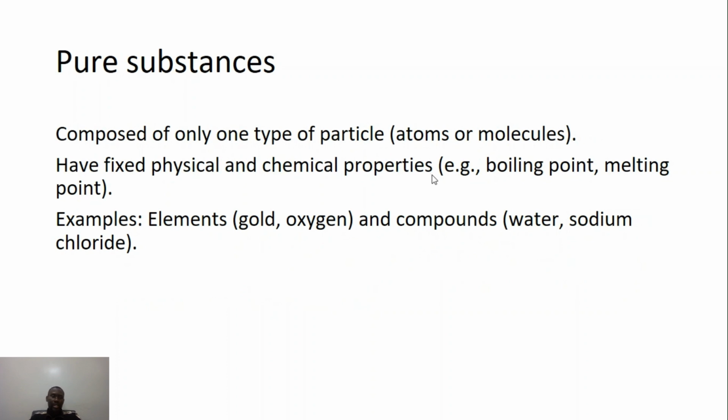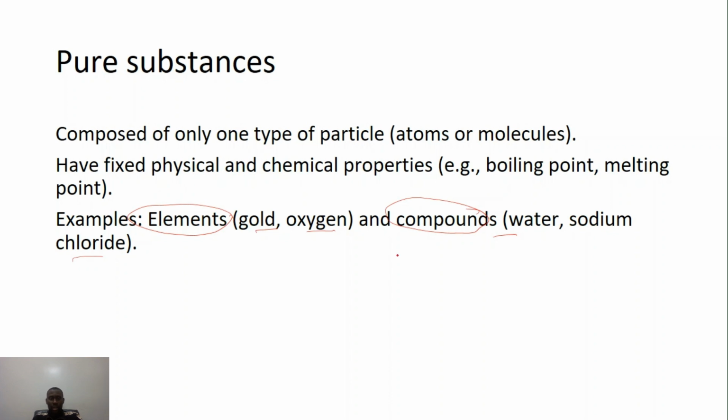Matter or substance can exist in pure forms, and pure substances are usually composed of only one type of particle. It can be atoms or molecules, okay? And they have fixed physical and chemical properties. Examples of pure substances are gold, oxygen, which are both elements, and water and sodium chloride, which are compounds. Meaning that pure substances can be elements or compounds.